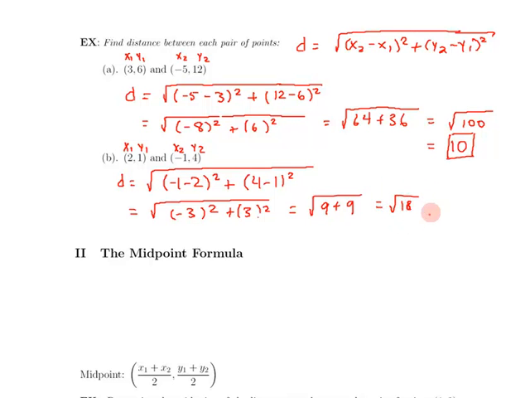Having covered in Chapter 7 how to simplify radicals, we can't leave our answer in this form. We need to split it and have it as a simplified radical. 9 times 2 is 18. The square root of both of those gives me 3 square roots of 2.